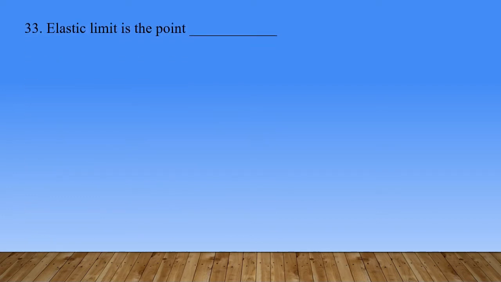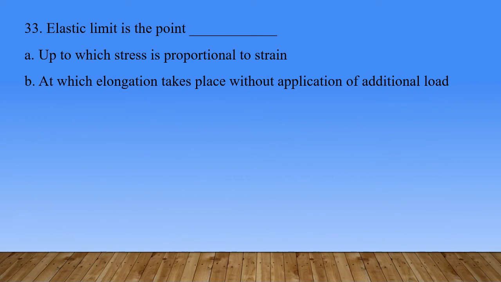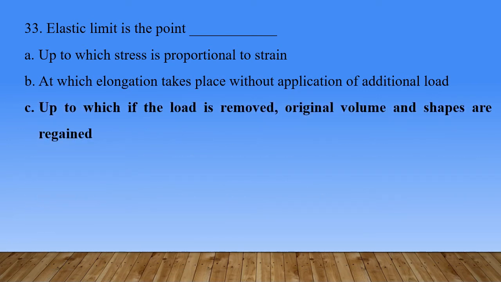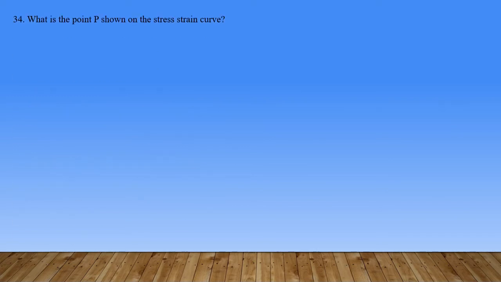Question number 33. Elastic limit is the point dash. Option A, up to which stress is proportional to strain. Option B, at which elongation takes place without application of additional load. Option C, up to which, if the load is removed, original volume and shapes are regained. Option D, none of the mentioned. The correct answer is option C, that is up to which the load is removed, original volume and shapes are regained.